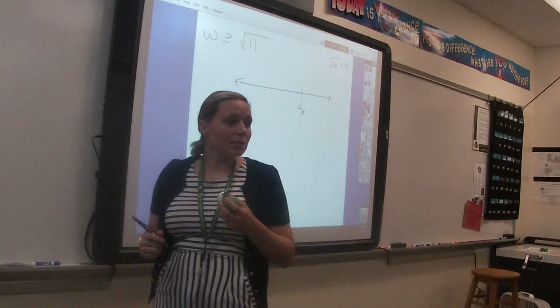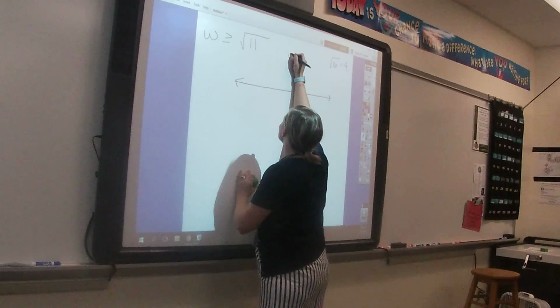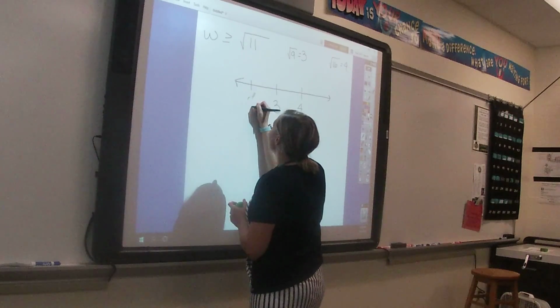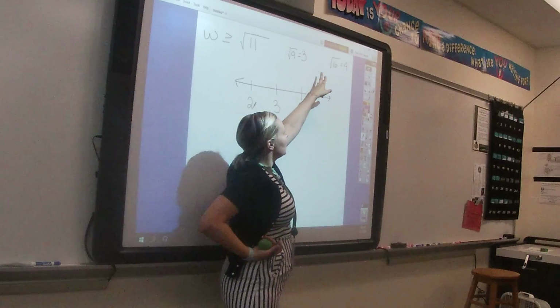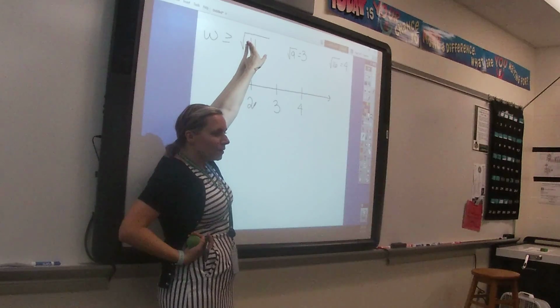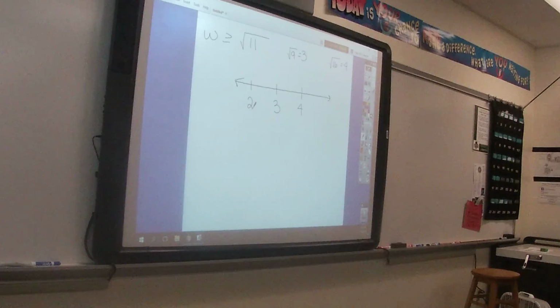What else do we know that's close? The square root of 9. Okay, so if the square root of 9 is 3, and the square root of 16 is 4, 11 has to be somewhere in between 3 and 4. Is it going to be closer to 3 or closer to 4? Closer to 3. Why closer to 3? Because 9 is closer to 11? I bet you did know, you just didn't know how to put it in words, right?